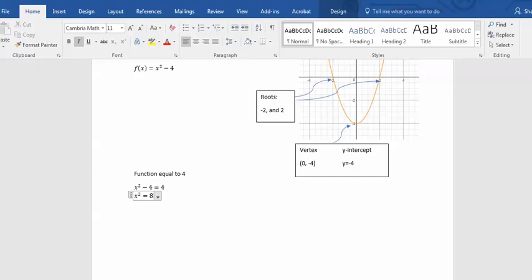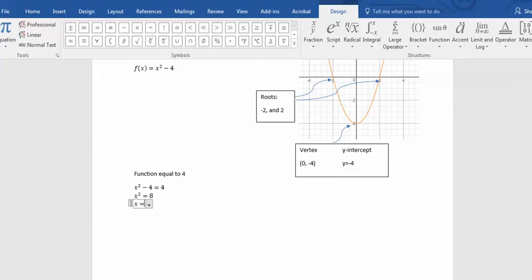And then I have to take the square root so I can find out what x equals. So x is equal to plus or minus the square root of 8. Because anytime you take the square root of something, it has to equal positive or minus that value.